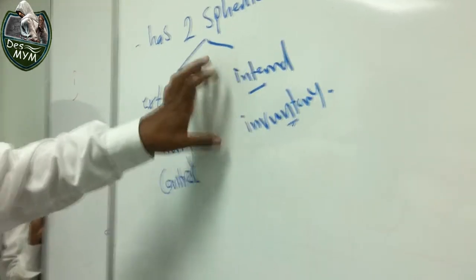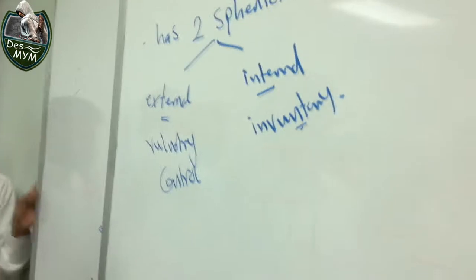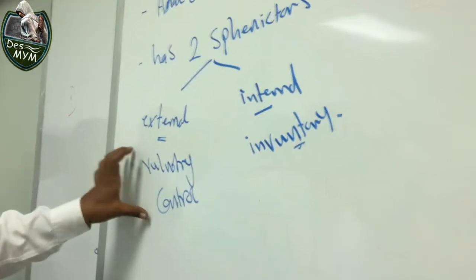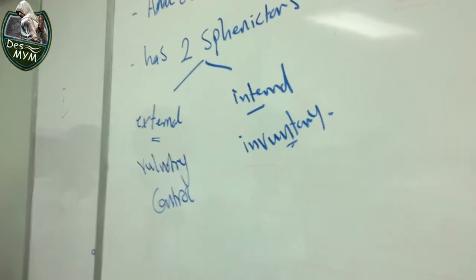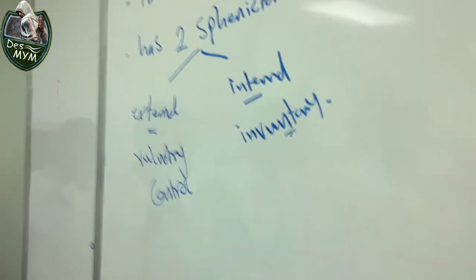Sympathetic and parasympathetic innervation controls the internal sphincter, but the external sphincter is controlled by somatic nerves, which control the external sphincter of the anal canal. Okay?